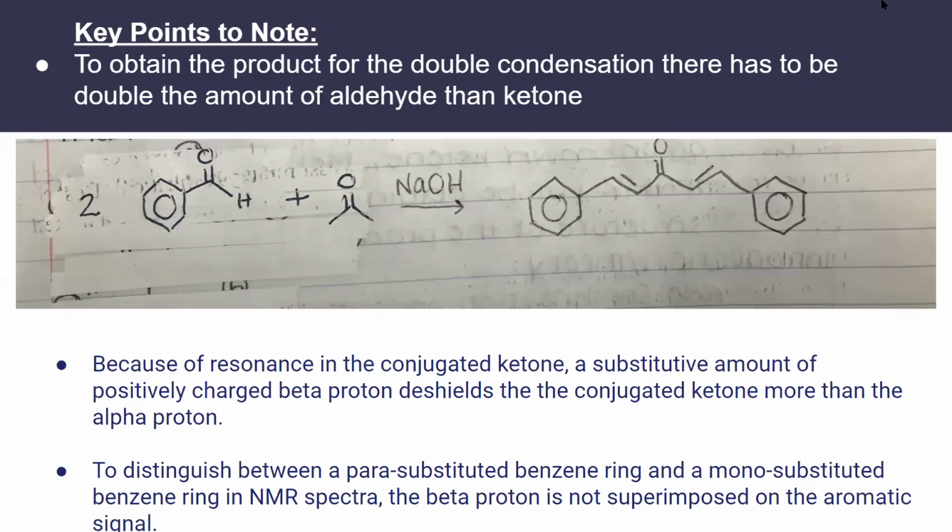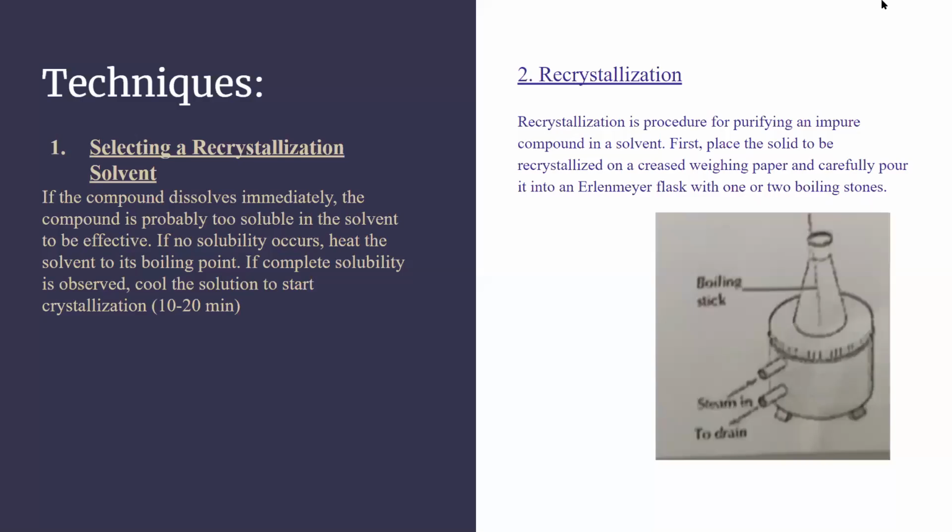Some key points to note: to obtain the product for the double condensation, there has to be double the amount of aldehyde than ketone. Because of resonance in the conjugated ketone, a substantial amount of positive charge on the beta proton deshields it more than the alpha proton. To distinguish between a para-substituted benzene ring and a mono-substituted benzene ring in NMR spectra, the beta proton is not superimposed on the aromatic signal.